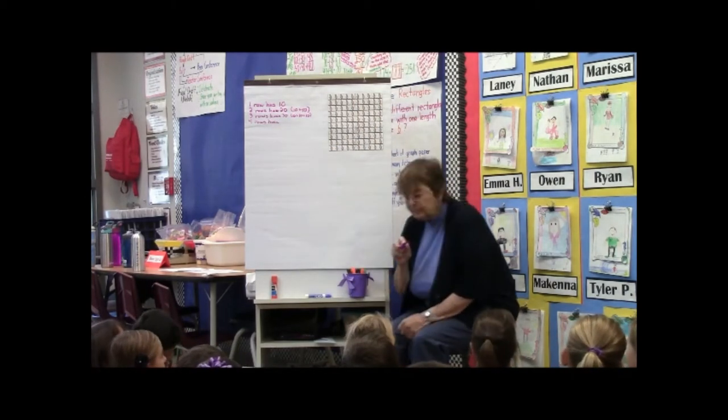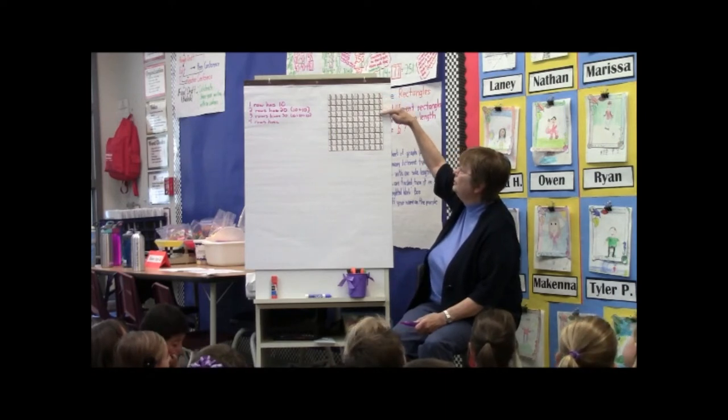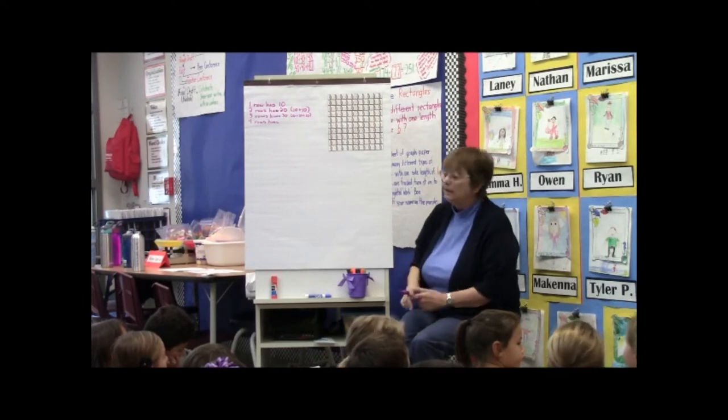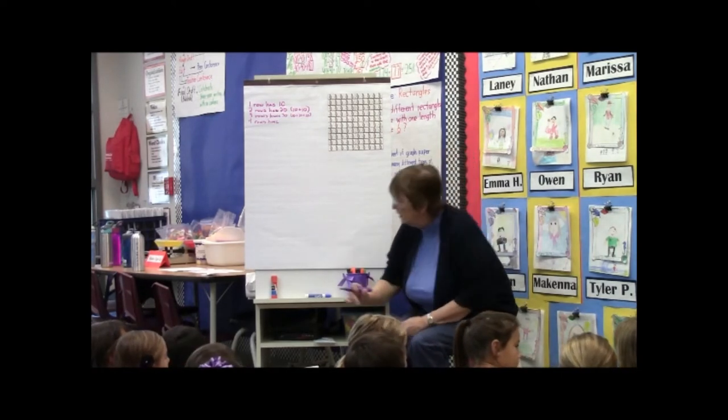Tell me a little bit about what you mean by that. You count how many rows. So here's 1, 2, 3, 4 rows. And then I put four rows.